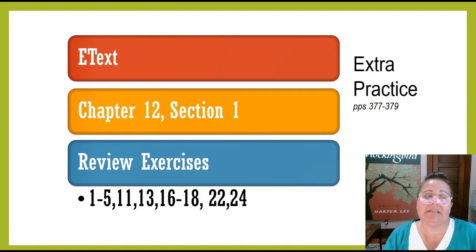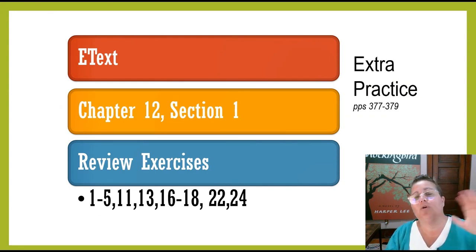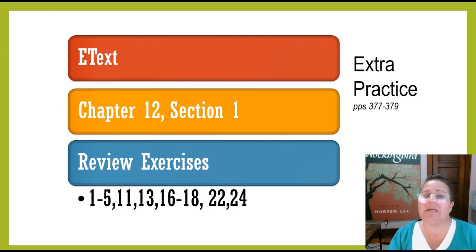In your eText, this is chapter 12, section 1. There are review exercises at the end of that. Because we're only doing the ordinary annuities, I recommend you keep your review exercises to problems 1 through 5, 11, 13, 16 through 18, 22, and 24. This extra practice is also available in your physical textbook. I believe those pages are 377 to 379.